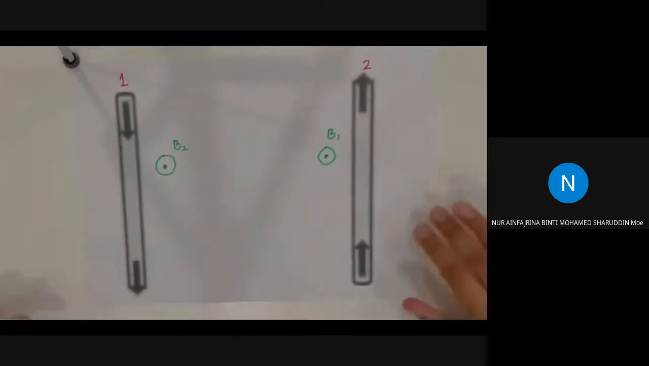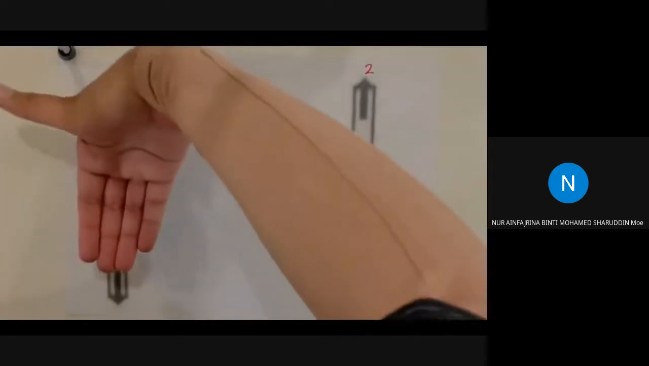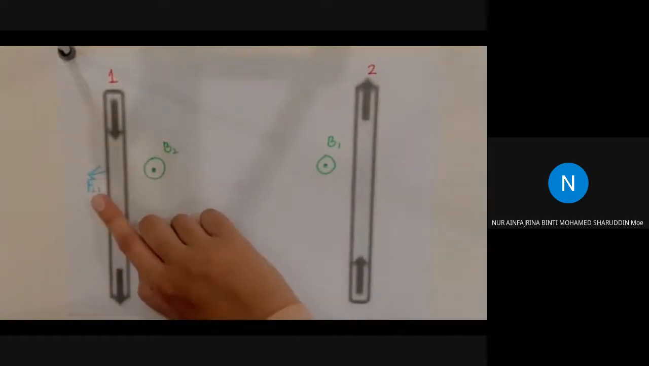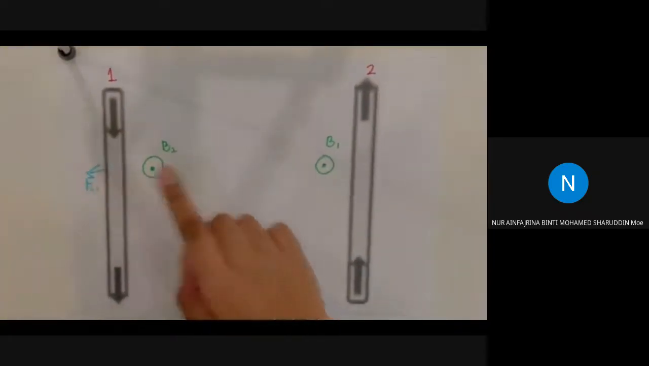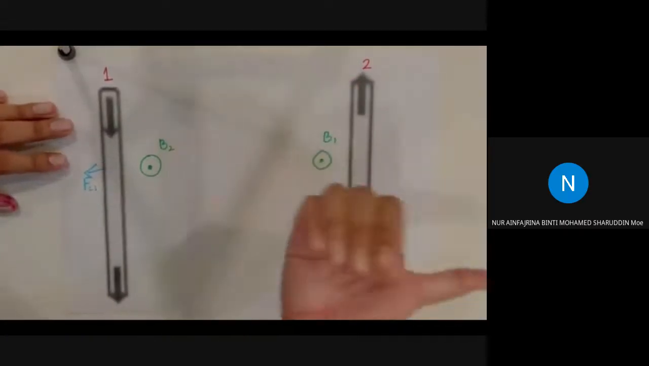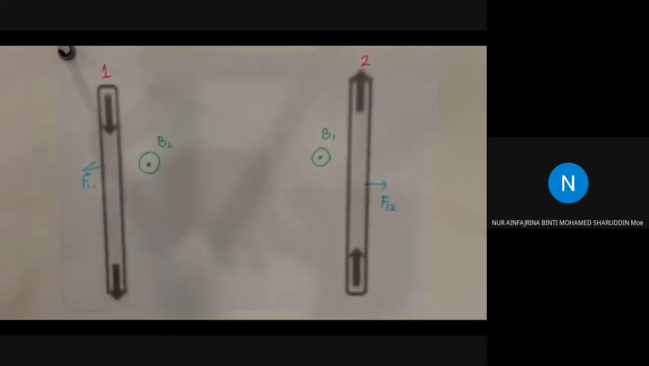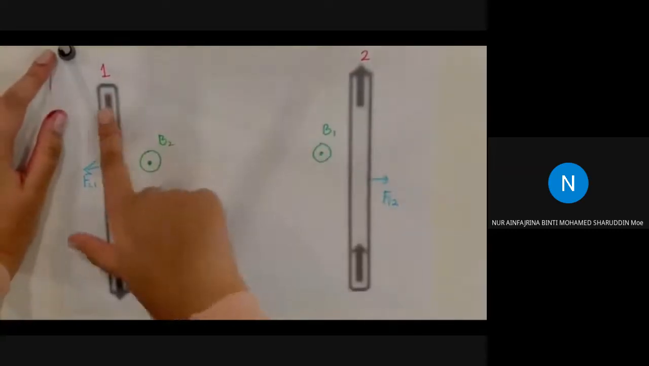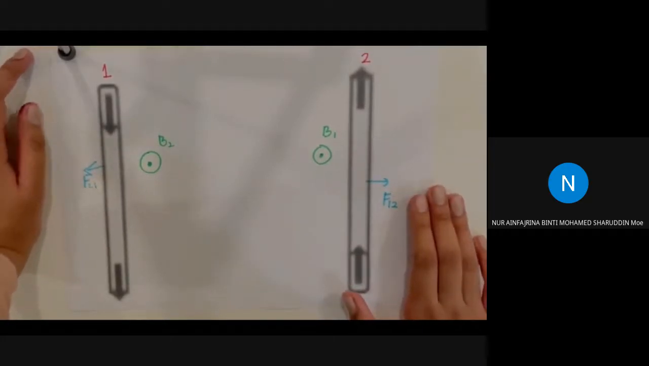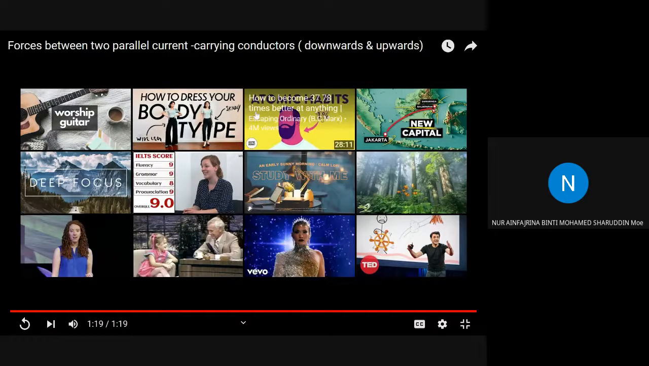Then we check the direction of the force. Our current goes down, our magnetic field comes out, so our force will be to the left. This one is the force of wire 2 on wire 1. For this one, our current goes up and the magnetic field comes out, so the force will be to the right. This one is force 1 on wire 2. Again, when our currents are in opposite directions, the forces on both wires are in opposite directions too, away from themselves. So it is actually a repulsive force. Okay, can?